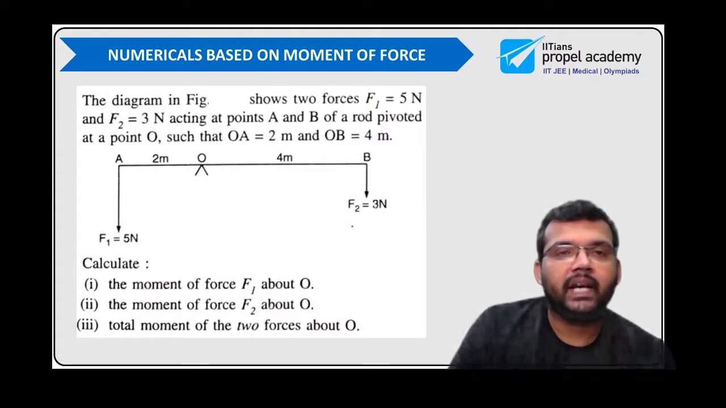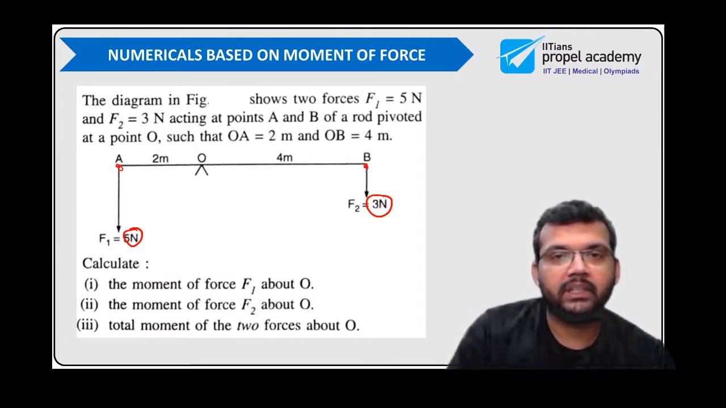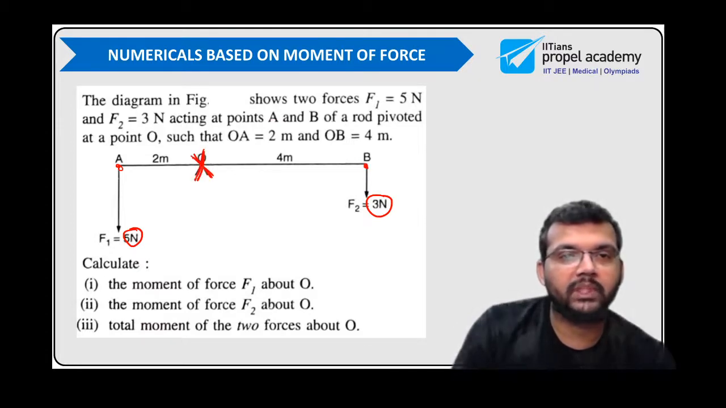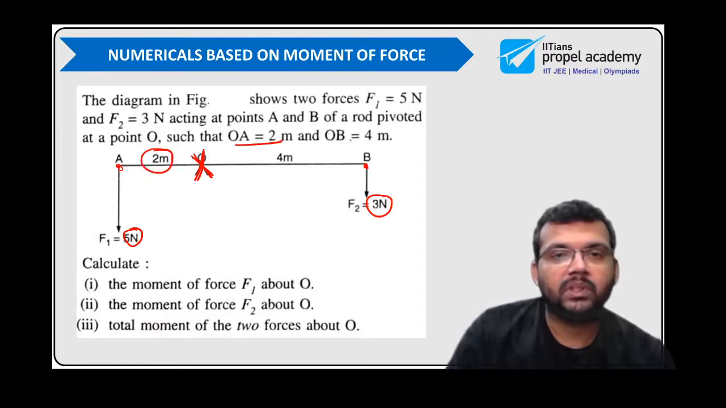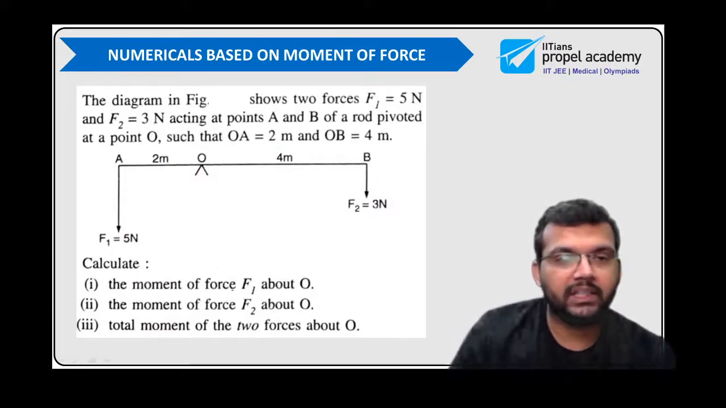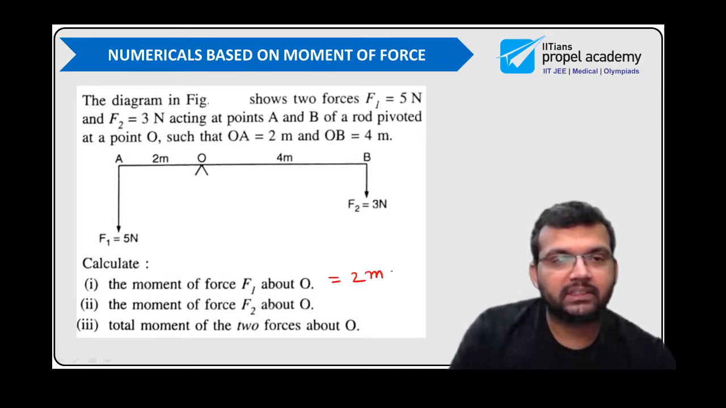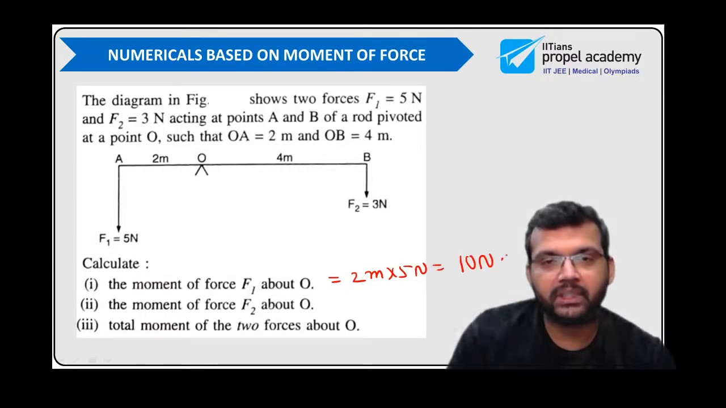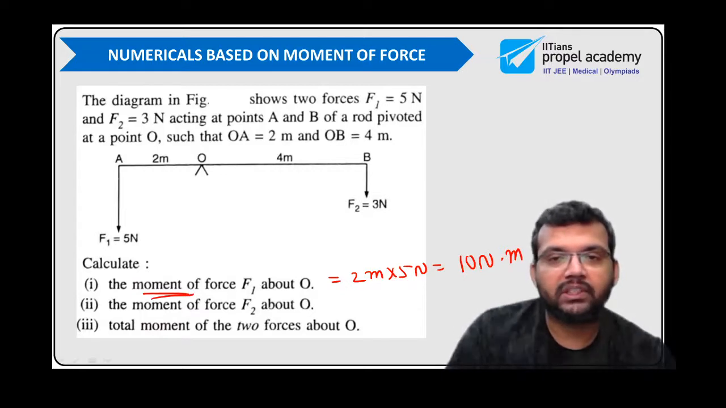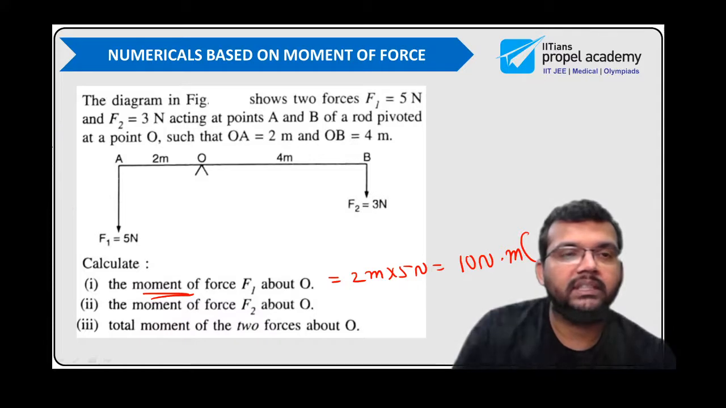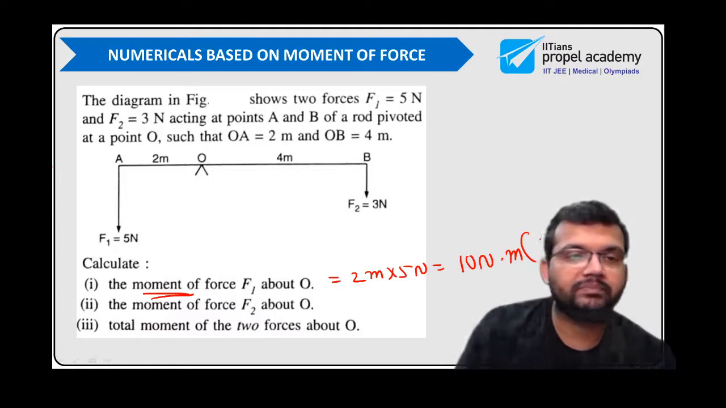Yeah, let's take this. The diagram shows two forces. F1 is 5 Newton and F2 is 3 Newton acting at points A and B of a rod pivoted at O. Okay, this is the pivoted point such that OA is 2 meters, OB is 4 meters. Now calculate moment of force F1 about O. F1 about O means the distance is 2 meters, force is 5 Newtons, that's 10 Newton meter. And as moment of force is a vector, we have to mention the direction. So the direction is anti-clockwise.